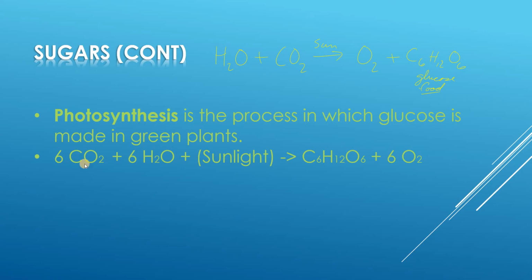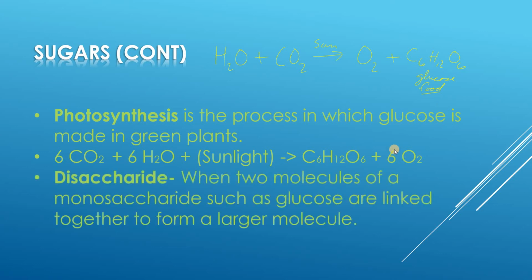Okay, so you'll notice here I wrote a balanced equation of that reaction. I mentioned a disaccharide as well. When 2 molecules of a monosaccharide such as glucose are linked together to form a larger molecule, we get a disaccharide. Again, saccharum means sugar, and di means two. If you look, still on page 182, you'll notice that there is a set of 2 rings for the sucrose molecule, and that is a disaccharide. So if you need a monosaccharide example, you'll look at glucose. If you want a disaccharide example, you'll look at sucrose.